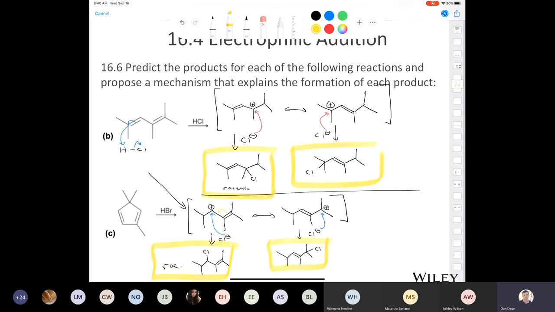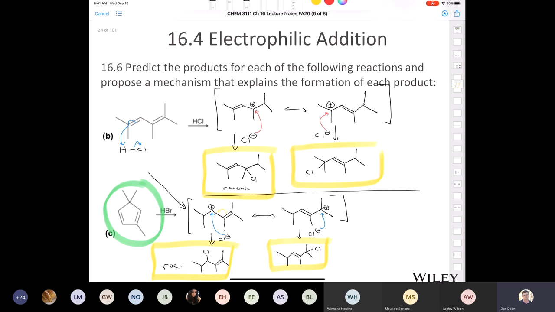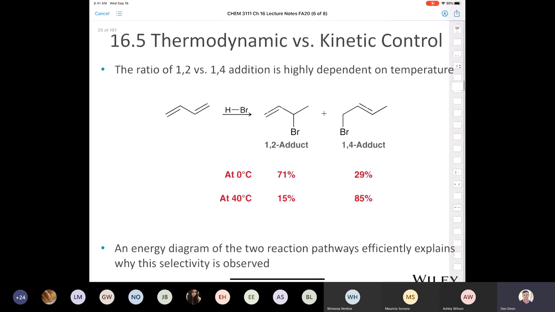Does anybody notice anything interesting about any of these products? Two are racemic. All right. Why don't we save this one here, C, for Friday's class, and we'll take a look at it on Friday. So your job before then is to try that problem.